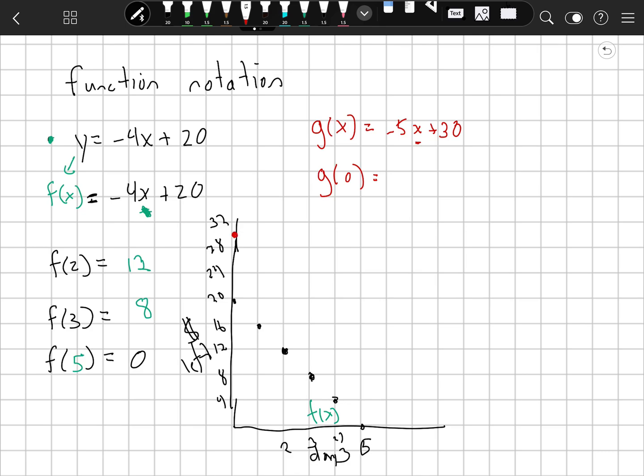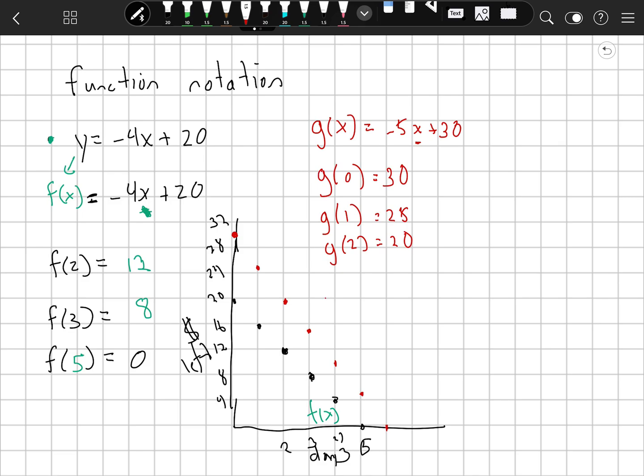So 0, 30. And g at 1 day is going to be 25. So at 1, you're at 25 here. And at 2 days, you can probably figure this out. You're going down by 5, so you're at 20. At 3 days, we'd be at 15. At 4 days, we'd be at 10. And at 5 days, we'd be at 5. And then 6 days, we'd be at 0, something like that.